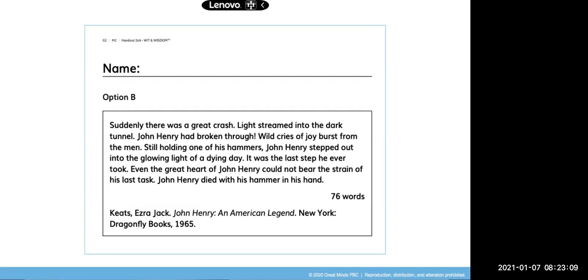Suddenly, there was a great crash. Light streamed into the dark tunnel. John Henry had broken through. Wild cries of joy burst from the men. Still holding one of his hammers, John Henry stepped into the glowing light of a dying day. It was the last step he ever took. Even the great heart of John Henry could not bear the strain of his last task. John Henry died with his hammer in his hand.